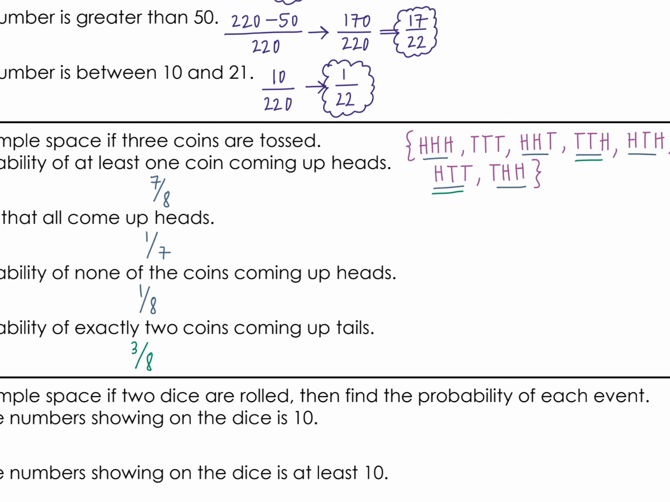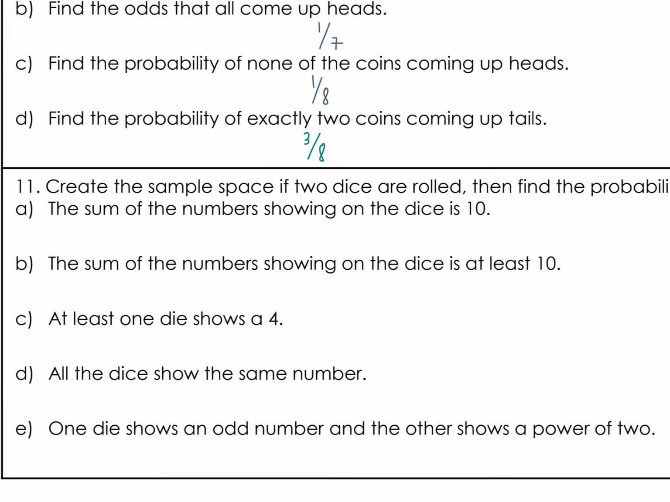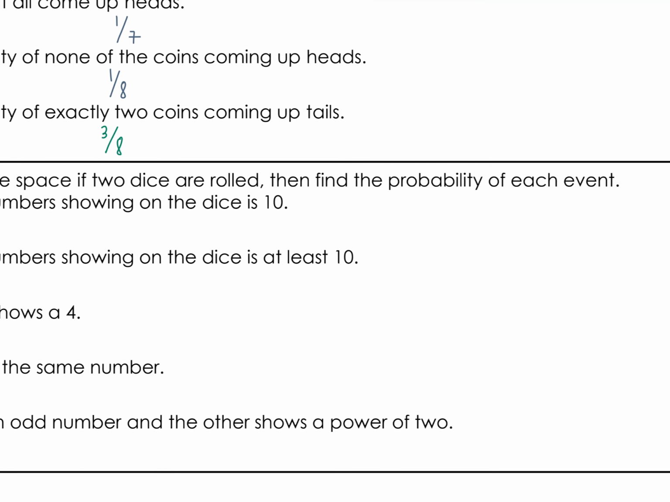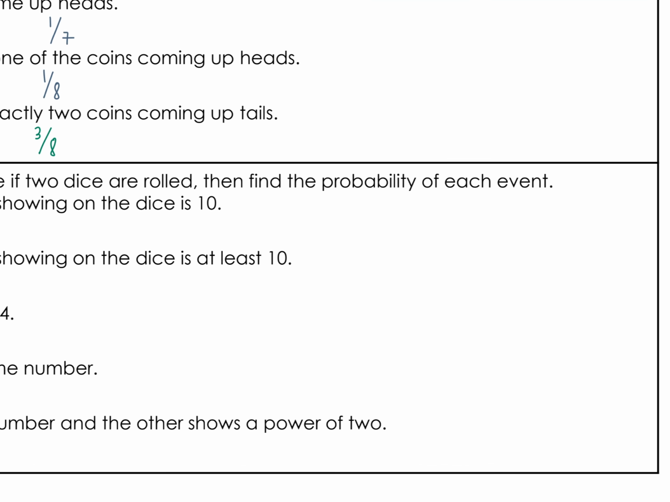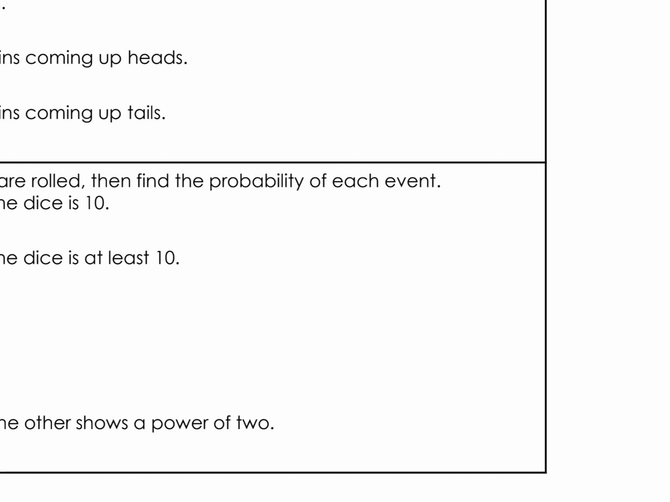All right, this is the one that will have a pretty large sample space, but we're going to create a sample space. If 2 dice are rolled, then find the probability of each event. Okay, so this is where we're going to take up some space. So I'm going to just start off by listing them out. So let's see, we'll have our, obviously with the first number being 1.